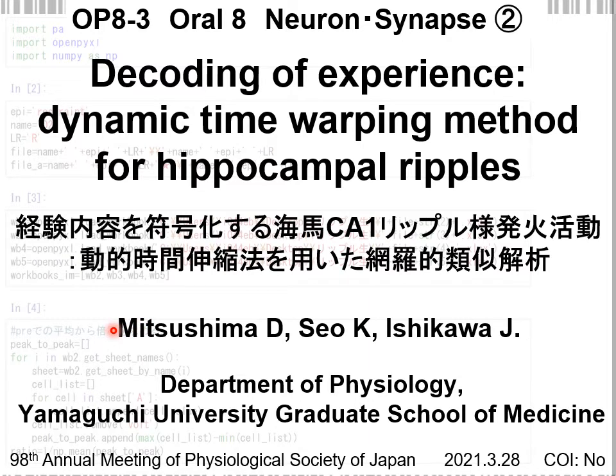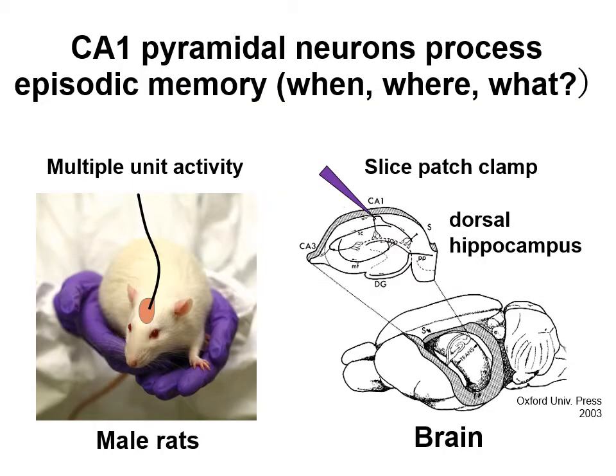Today, we will talk about dynamic change in ripple-like firing activity of CA1 neurons, comparing before and after the episodic experience. Hippocampal CA1 neurons are necessary to process episodic memory in various mammalian species such as rats, mice, monkeys, and humans.